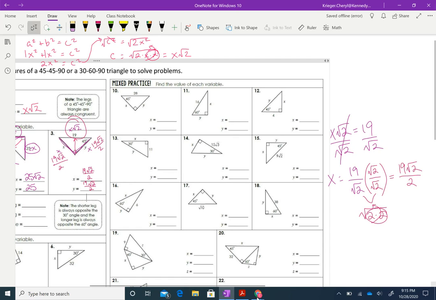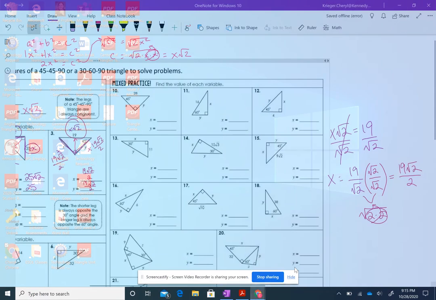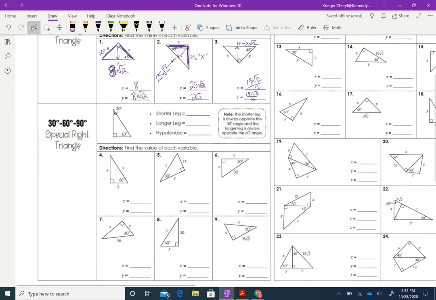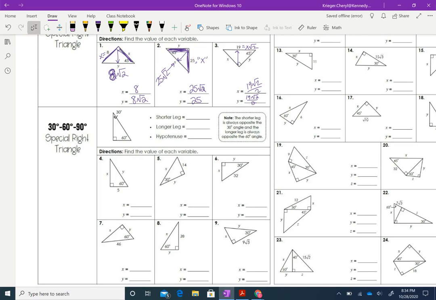All right, moving on. So our 30, 60, 90 special right triangle relationship, we call our shortest leg x. Our longer leg is x root 3. And the hypotenuse is 2x.